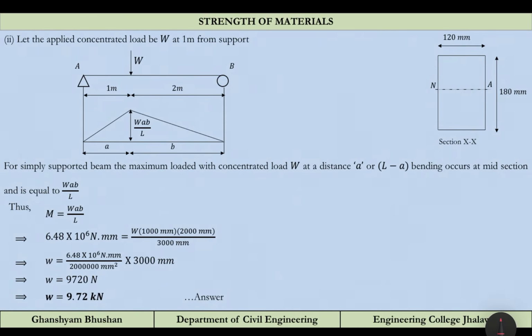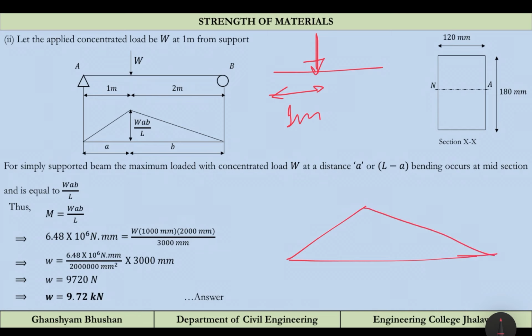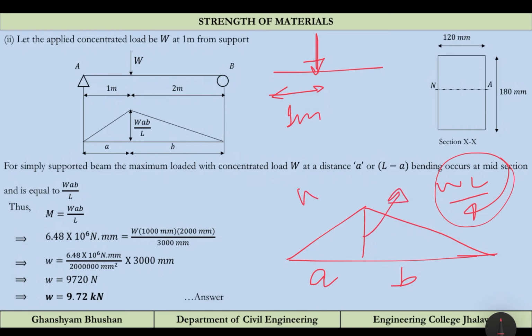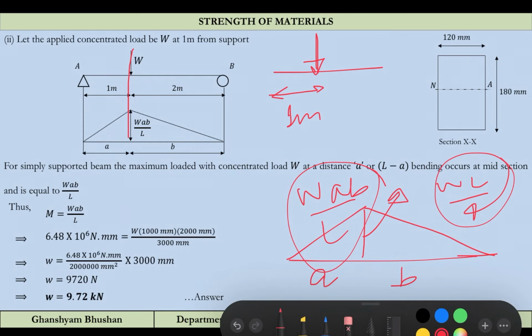What is the second portion? It is stating a load is being applied, a concentrated load at 1 meter. So it can act from any of the sides, you will get the same result. So for this kind of situation, if the loading is not symmetrical, if symmetry was there, then it is equal to WL by 4. But due to unsymmetrical loading, if this is A and this is B, then for maximum bending moment, W AB by L, and it will occur under the load. So you can see under the load only the maximum bending moment is occurring.